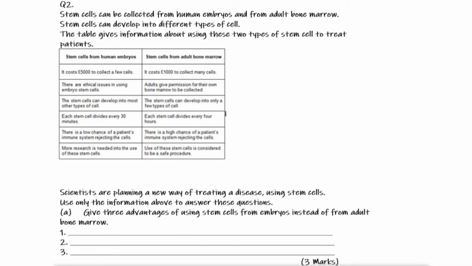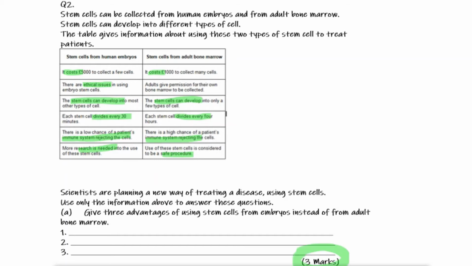In the table, we have information about costs, ethical issues, the development of the cells, the division of cells, the immune system and its response, and the safety and the research involved. This question is worth 3 marks.